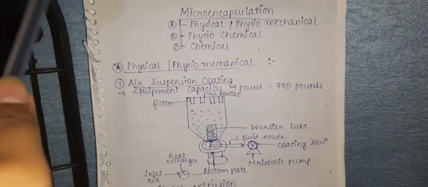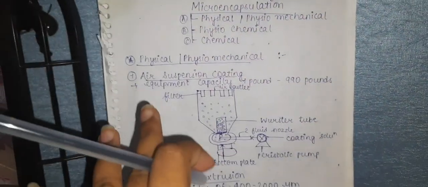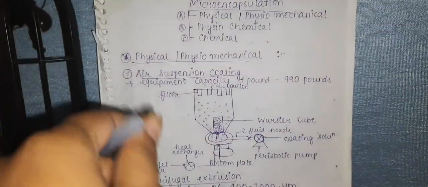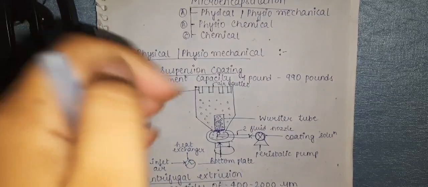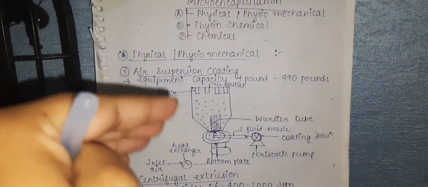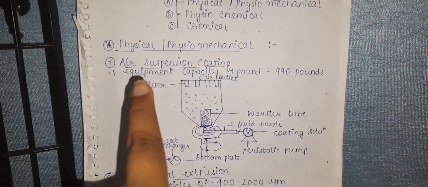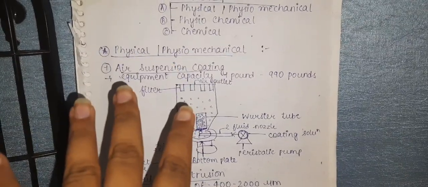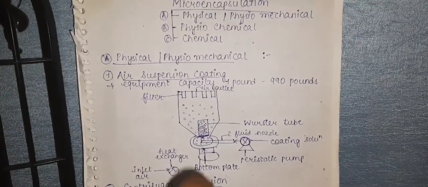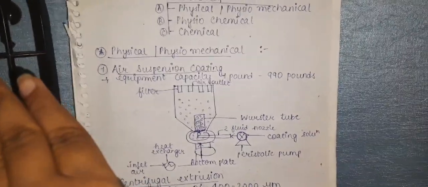First one is air suspension coating. Now this particular question is usually asked for 6 or 5 marks. So if you remember the diagram and understand it, then you'll be able to write it down in your own words. So let's start with the air suspension coating. This one was given by Dale E. Worcester, and this one disposes solid particulate core material in airstream.